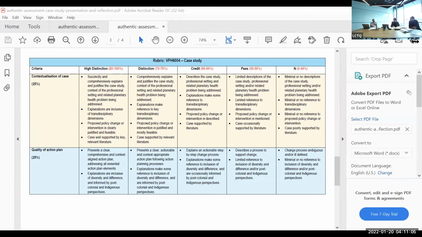I think so. So we might think, contextualization of the case immediately brings to mind semantic gravity, doesn't it? And a strengthening of that. So if we just look at these bullet points here: succinctly and comprehensively explains and justifies the case study, context of the professional setting and related planetary health problem being addressed. So perhaps a strengthening of semantic gravity there, we're talking about a particular case, but to succinctly and comprehensively explain, perhaps a strengthening of semantic density as well.